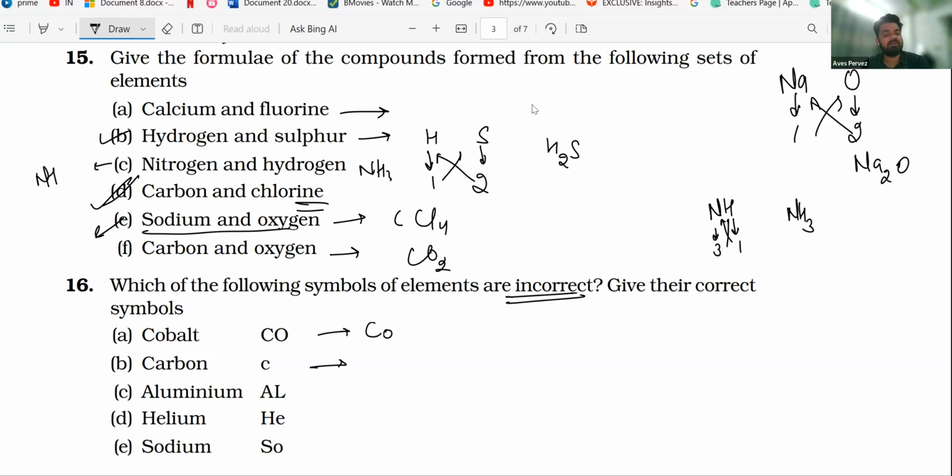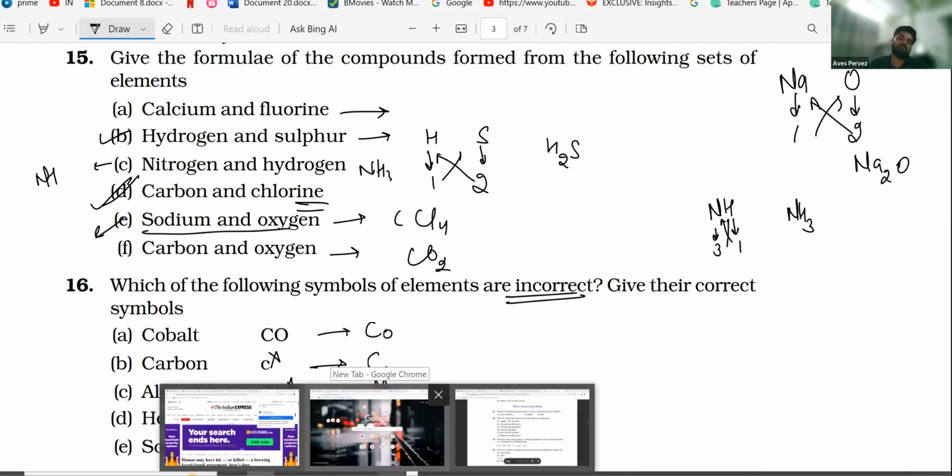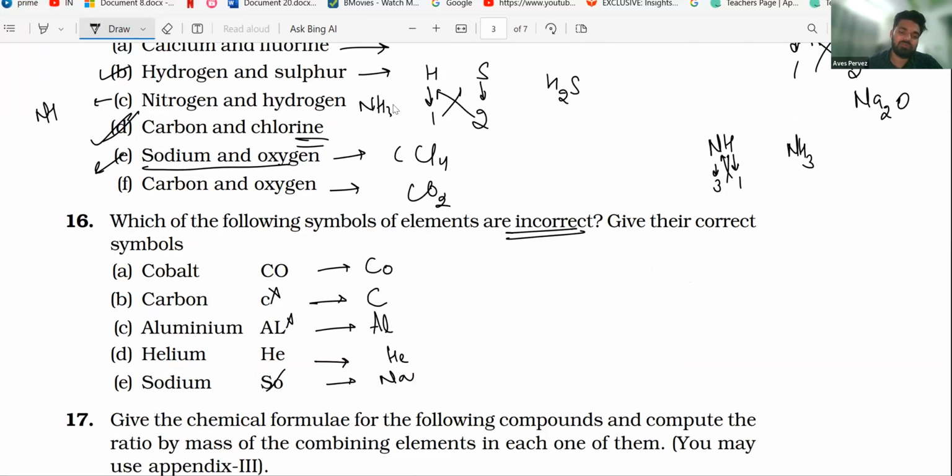And this one? Carbon, is it correct? It's incorrect. It should be a capital C. The third one is wrong because the L should be small. Yes, it should be small l. D is correct and sodium is wrong because the formula is Na. Very good. Sodium formula is Na. So now you understood this one, everybody in the class.